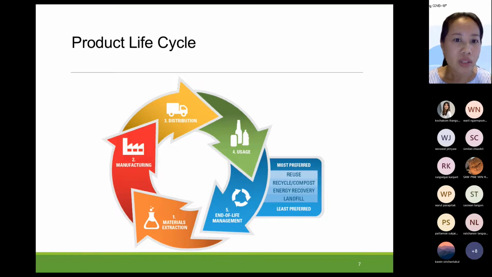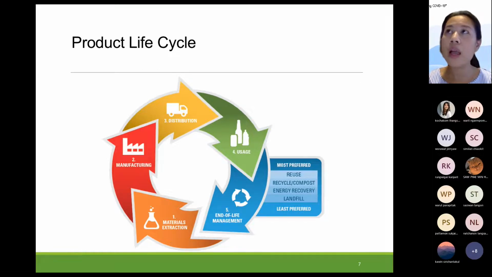You have to include all input and output from each process, from the material extraction, and after extraction you get the raw materials, right? And then transfer to manufacturing. During this process, maybe some people focus only on step two, but if you do only step two, that means gate to gate, right? Maybe you cannot get the guarantee of a high level of eco labels for your products. And after manufacturing, during the distribution, we have two concerns about the distribution.